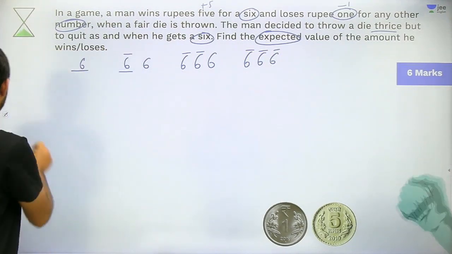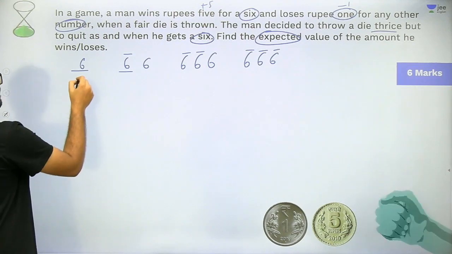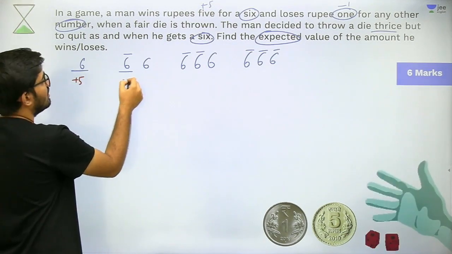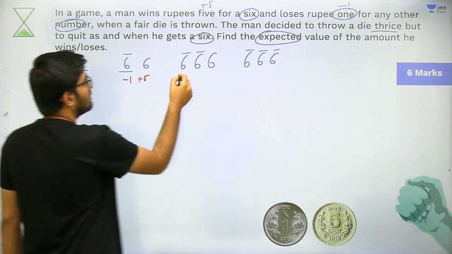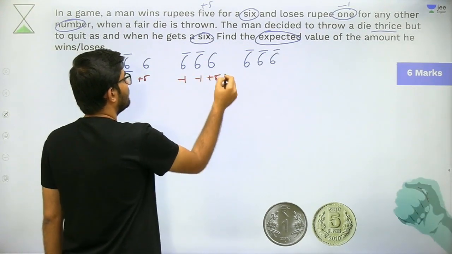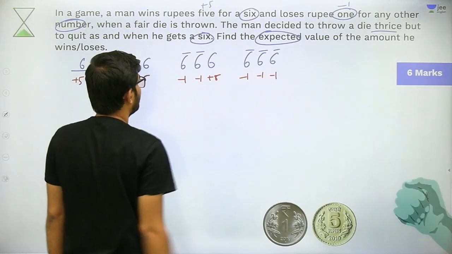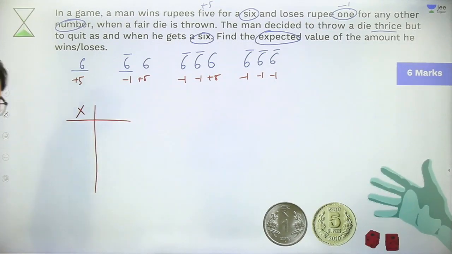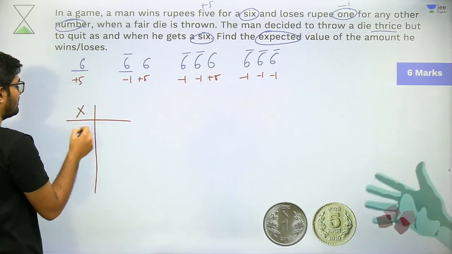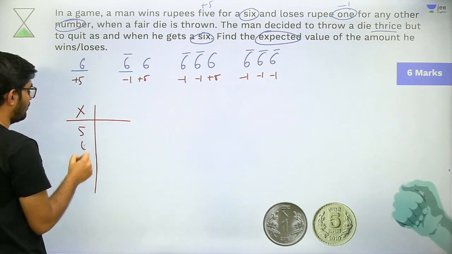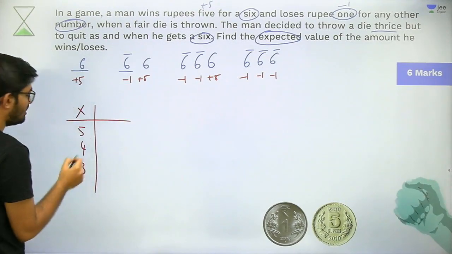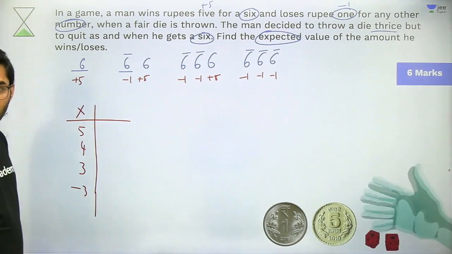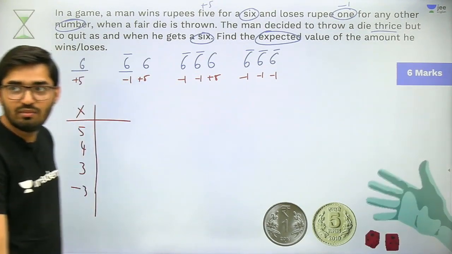In the first case, how many rupees will he get? He will get 5 rupees, plus 5. In the second case it is minus 1 plus 5. The third is minus 1 minus 1 plus 5. The fourth is minus 1 minus 1 minus 1. So what are the possible values of x? X is the amount. So possible values: x can be 5, 4, 3, or minus 3.